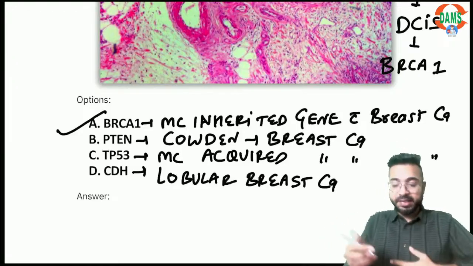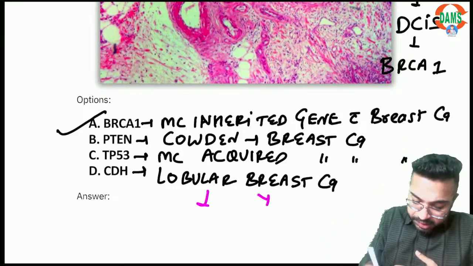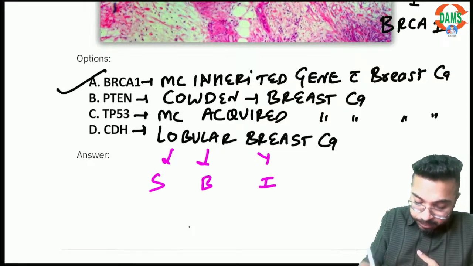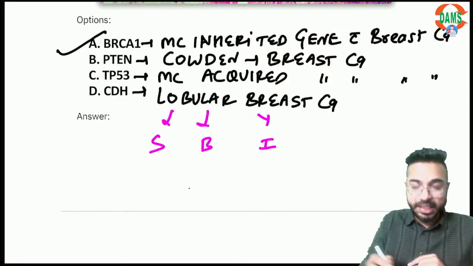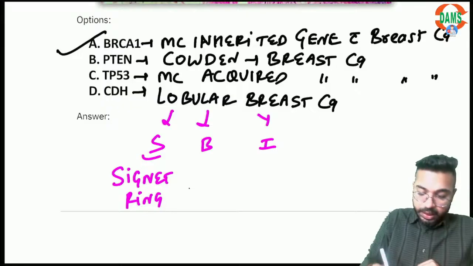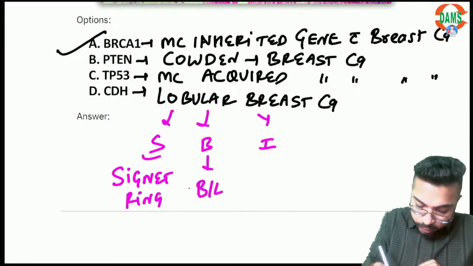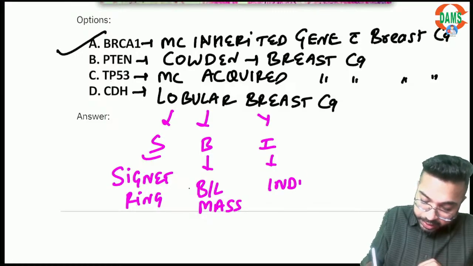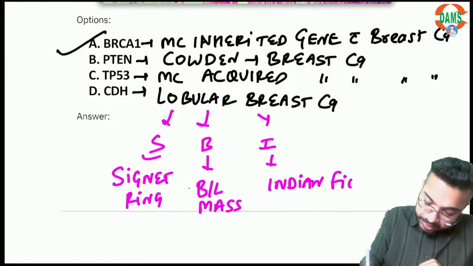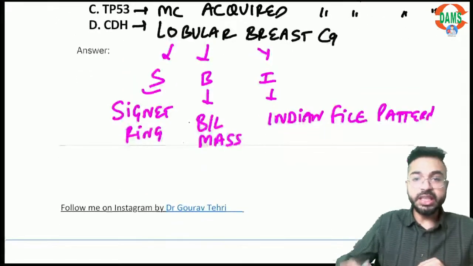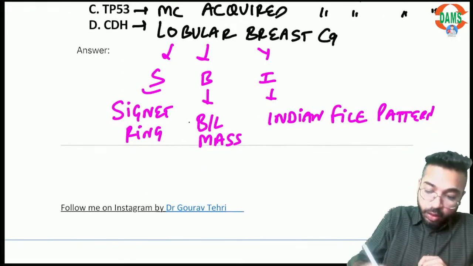If they write lobular breast cancer, how will you come to lobular breast carcinoma? I hope you remember the SBI feature we discussed. Come on, tell me the lobular breast carcinoma SBI feature. S, which cells will you have? Signet ring cells you will have. B, the patient will come to you with bilateral breast mass. I, you will have Indian file pattern. Last year they asked lobular breast cancers. This year they asked about the gene. So what genes are always important.